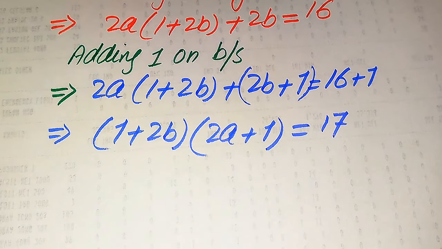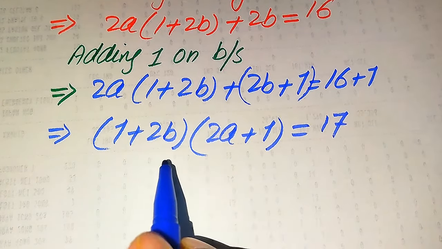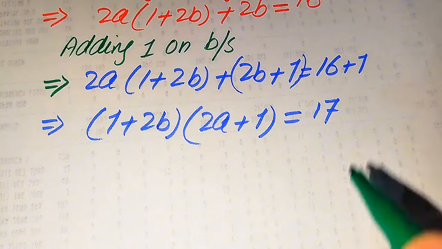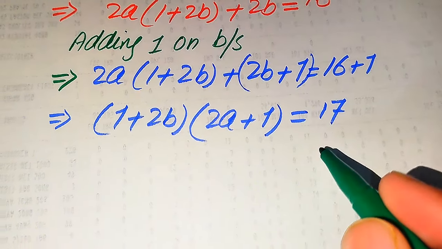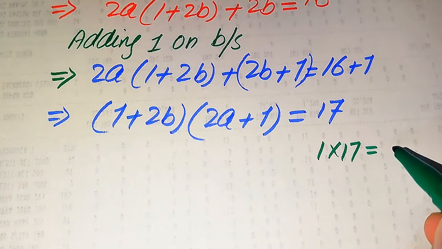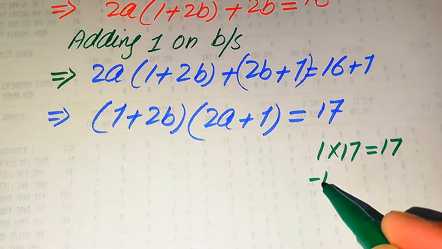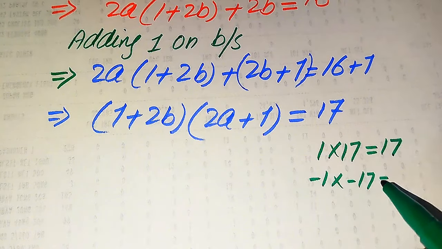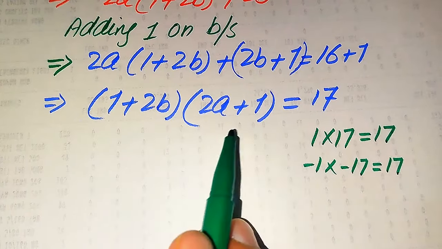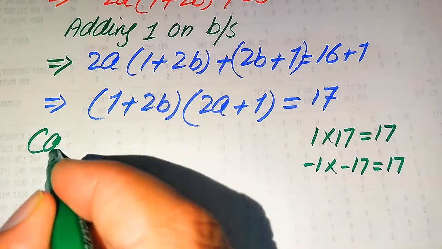And further in the next step, you see here in the left hand side we have two values multiplied by each other, but in the right hand side we have only one value. So we need to find two numbers whose product becomes 17. There are two possibilities: 1 multiplied by 17 is equal to 17, and the second one is minus 1 multiplied by minus 17, which is also equal to 17. So now we need to divide this equation into two cases.